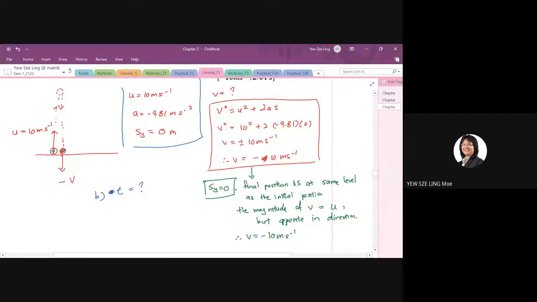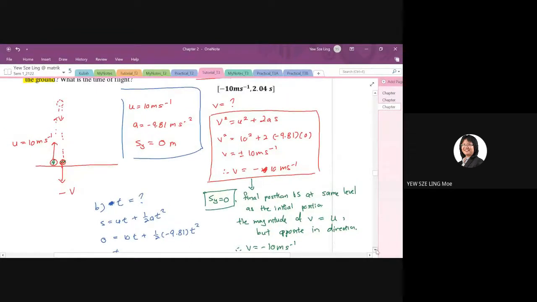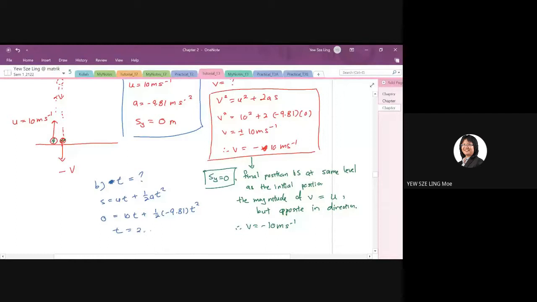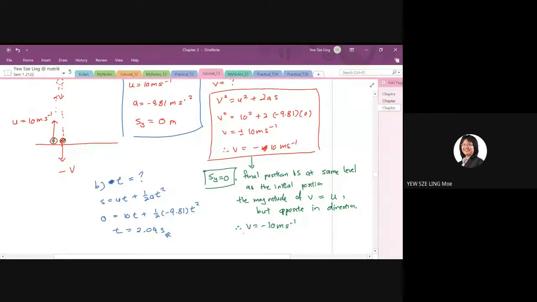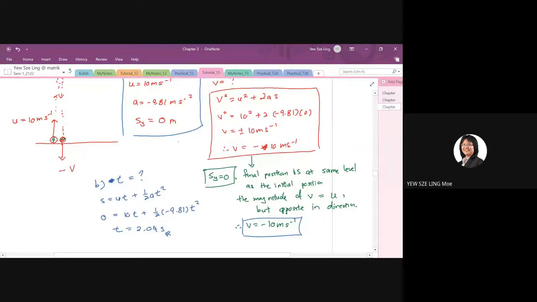We have U, A, S. So S equals UT plus 1 over 2 AT square. S is 0 because it goes back to ground, so 0 equals 10t plus 1 over 2 times negative 9.81 t squared. So t is equal to 2.04 seconds. Okay, 2.04 seconds. So basically for question B, you can use any of the equations to solve it. Why? Because now you have V equals negative 10, S equals 0, U equals 10, and A equals negative 9.81. So any equation can be used to solve question B.